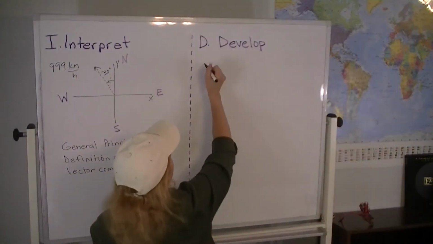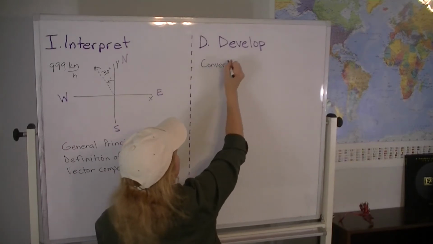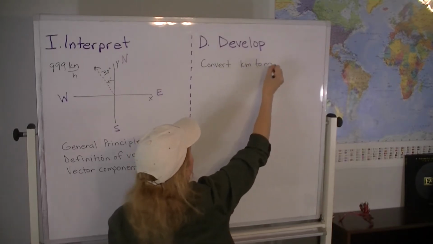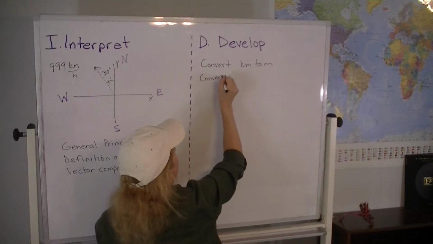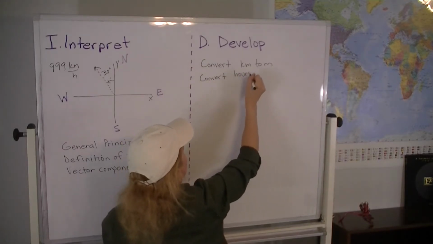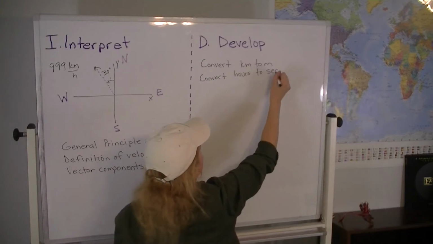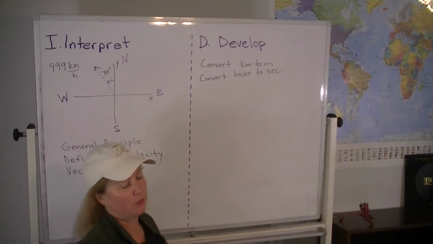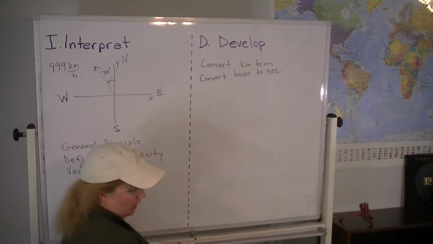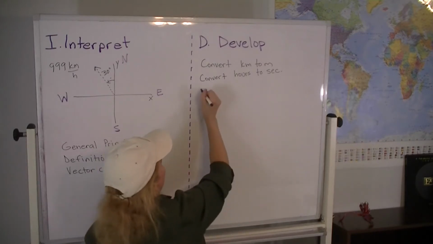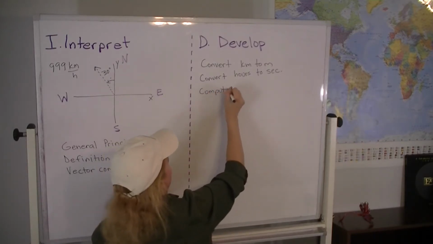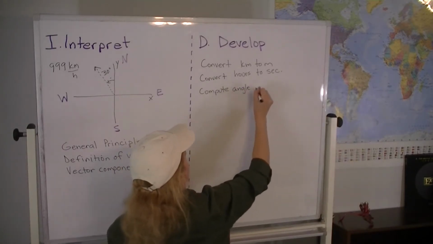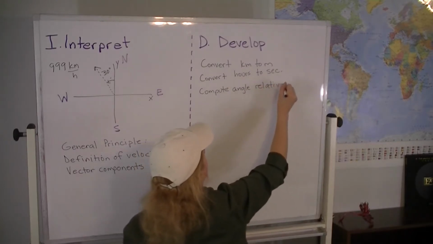First, we want to convert all of our values into SI, or standard units. So that means converting kilometers to meters. And we need to convert time, which was given to us in hours, and make sure that it is expressed as seconds. If we had mass in this problem, we would want to have mass in the units of kilograms, but we don't. Okay, so then we need to compute the angle relative to the x-axis. We're given an angle that's relative to the y-axis. This is another way of kind of putting it in a standard notation.